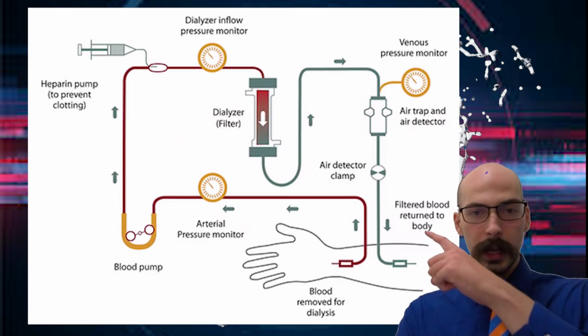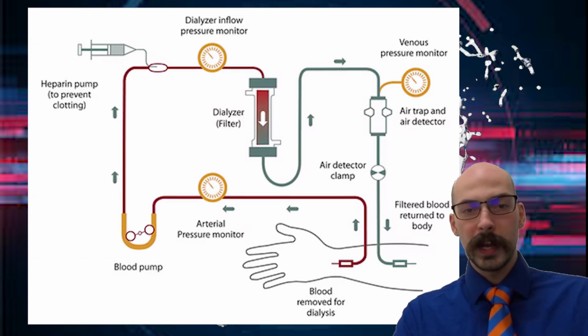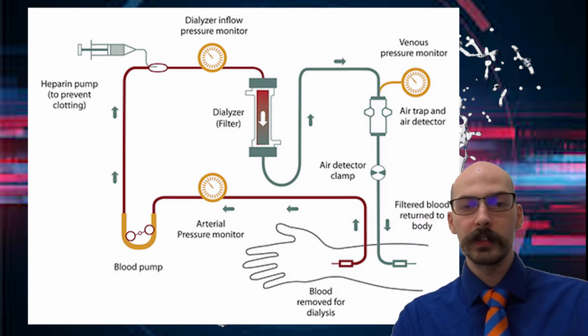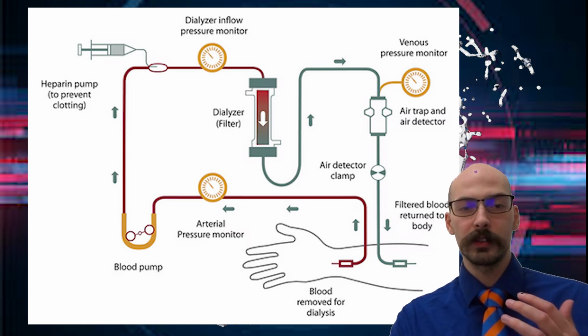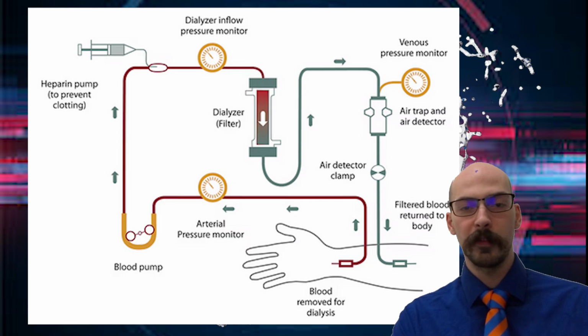Here you see a diagram of the process for dialysis. The blood is first pumped out of the body, and then it goes through a filter followed by an air trap before it returns to the body. The part that these results apply to is the dialyzer filter.